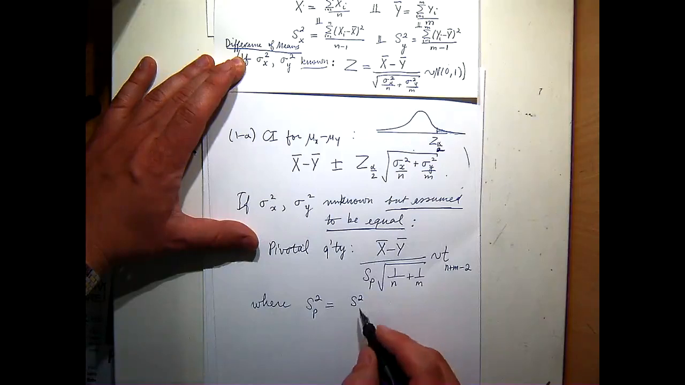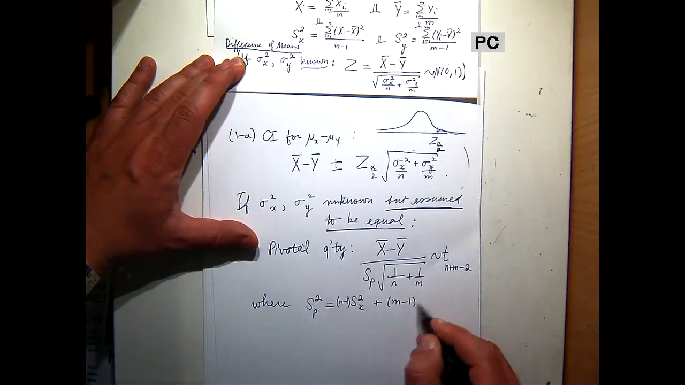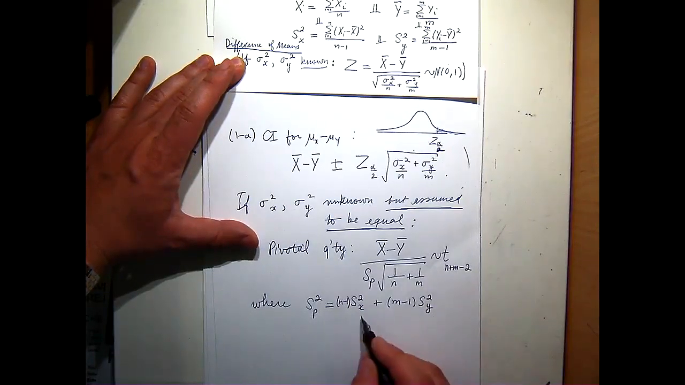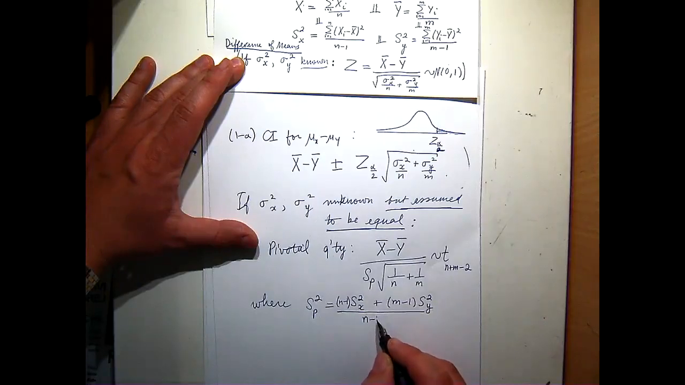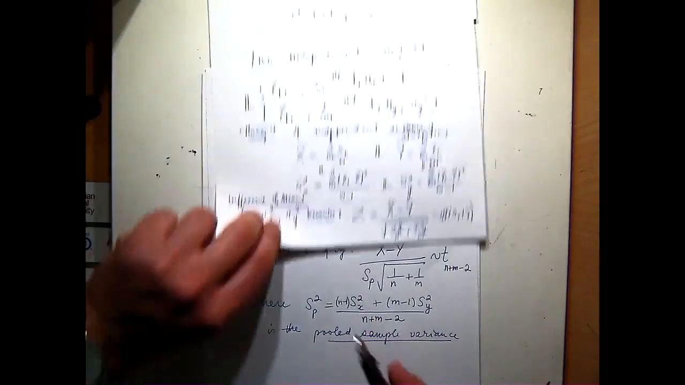S squared x times n minus 1 plus s squared y times m minus 1. So in other words, you're getting rid of those denominators that already existed in the degrees of freedom, and then you make it a weighted average, so n minus 1 plus m minus 1. A quicker way of writing n minus 1 plus m minus 1 is n plus m minus 2. Is the pooled sample variance. And we just need to think about this. The pooled sample variance, just think about that.